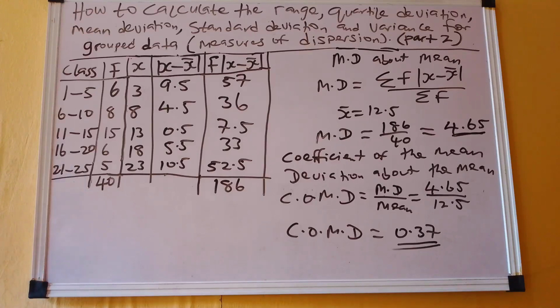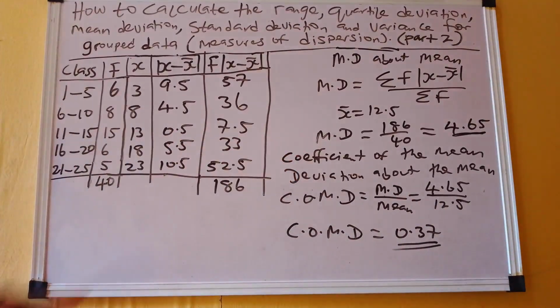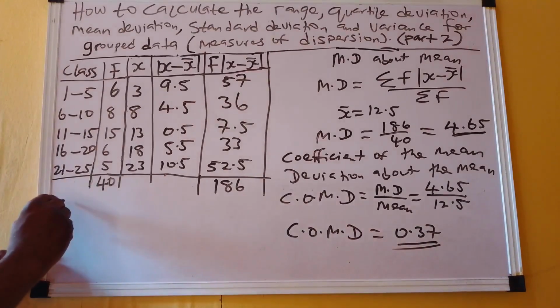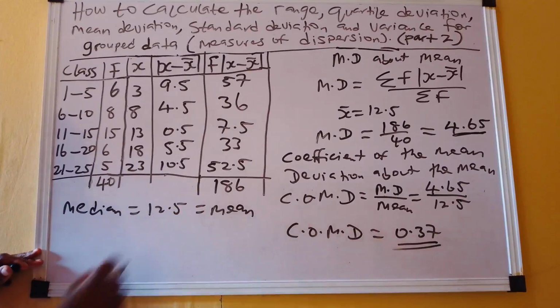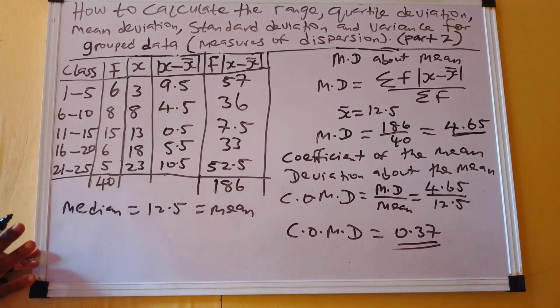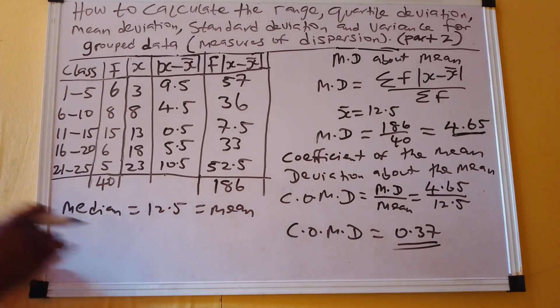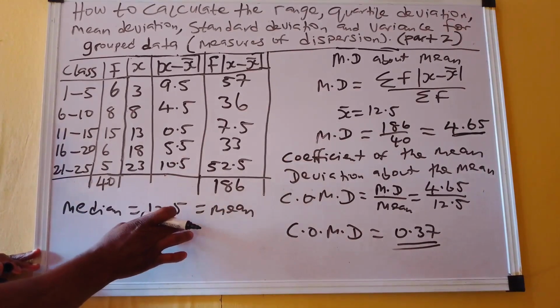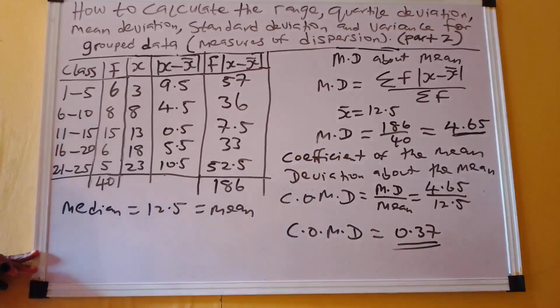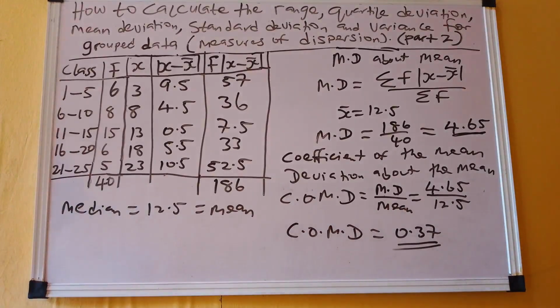I want you to note that since the mean and the median are the same, it simply means that the mean deviation about the median will also be 4.65, because we know that the median we calculated is 12.5, and this is equal to the mean. So their mean deviation will be the same, and their coefficient of mean deviation will also be the same. The mean deviation about the median will be 4.65, as with the mean, because they have the same value. Then the coefficient of the mean deviation about the median will also be 0.37.